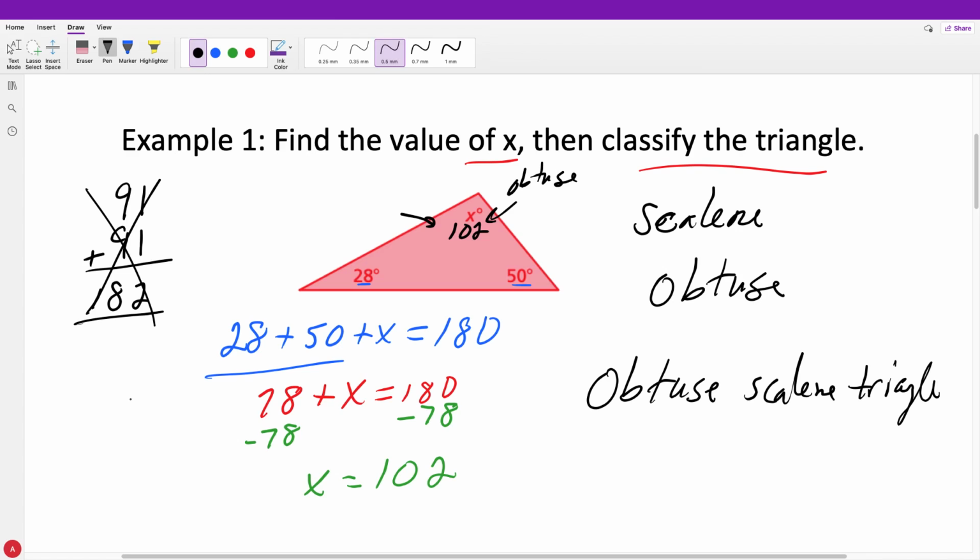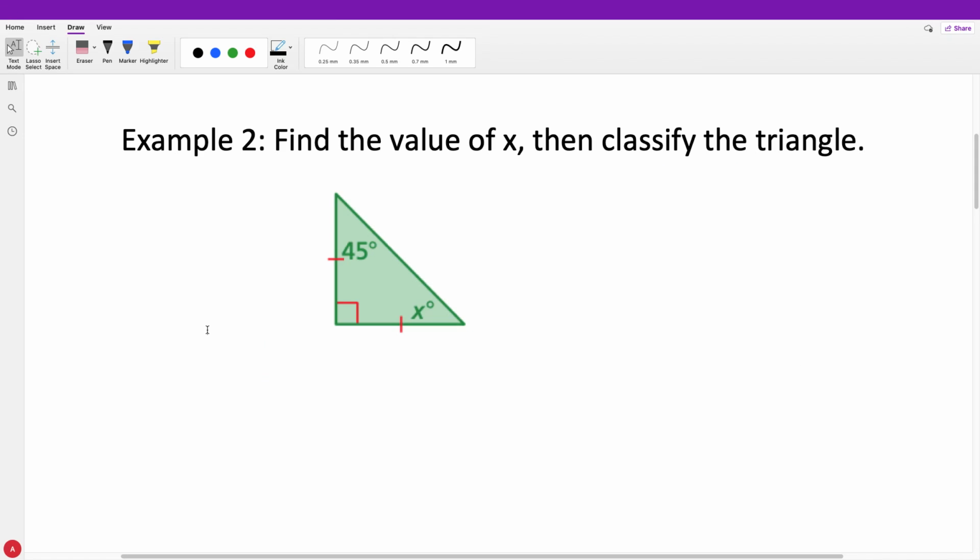And the same thing with the right triangle, we can only have one because 90 plus 90 would give us 180 to begin with, which means that those two angles already add up to what a triangle's angles should total, and therefore we can't have a third angle either. All right, so now there's one more problem, and that's it for this video. It says find the value of x, then classify the triangle.